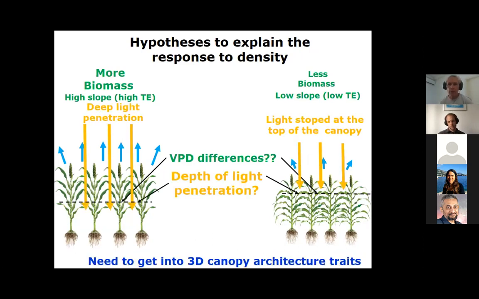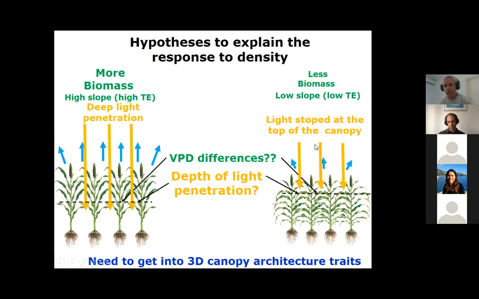The second thing that we are hypothesizing now is that we've got differences in the depth of light penetration. So we could have that in that canopy here, because of architectural difference in the canopy, we have a better penetration of the light to deeper level in the canopy where the VPD is lower, which is more beneficial for basically converting water into biomass.